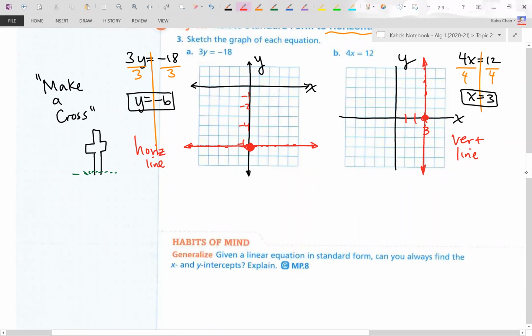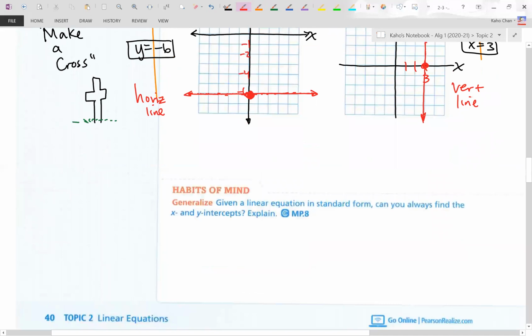Given a linear equation in standard form, can you always find the x and y-intercepts? Explain. Well, we just came from an example with vertical and horizontal lines. When you graph one of those situations, you only get one type of an intercept, but not both. Because when you have a vertical line, there's only an x-intercept there, but no y-intercept for a vertical line.